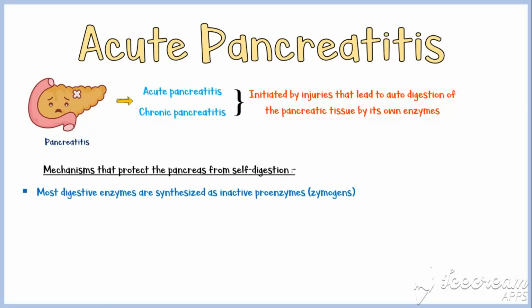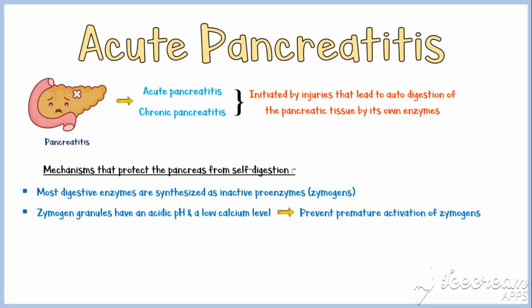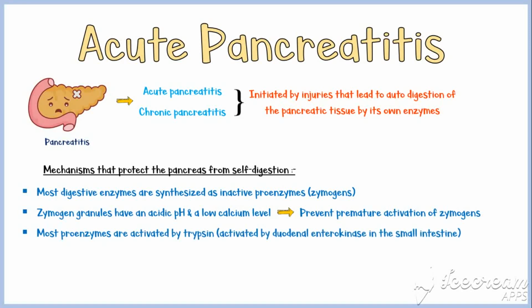Most digestive enzymes are synthesized as inactive proenzymes, also known as zymogens, which are packaged within secretory granules. Zymogen granules have an acidic pH and a low calcium level, which prevent premature activation of zymogens. Most proenzymes are activated by trypsin, which itself is activated by duodenal enterokinase in the small intestine. Thus, intrapancreatic activation of proenzymes is normally minimal.